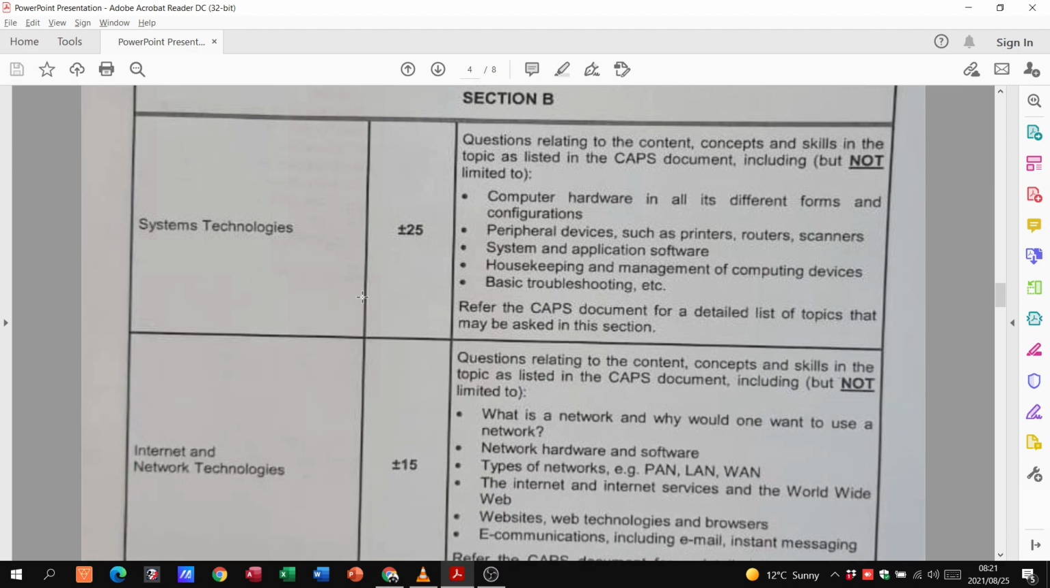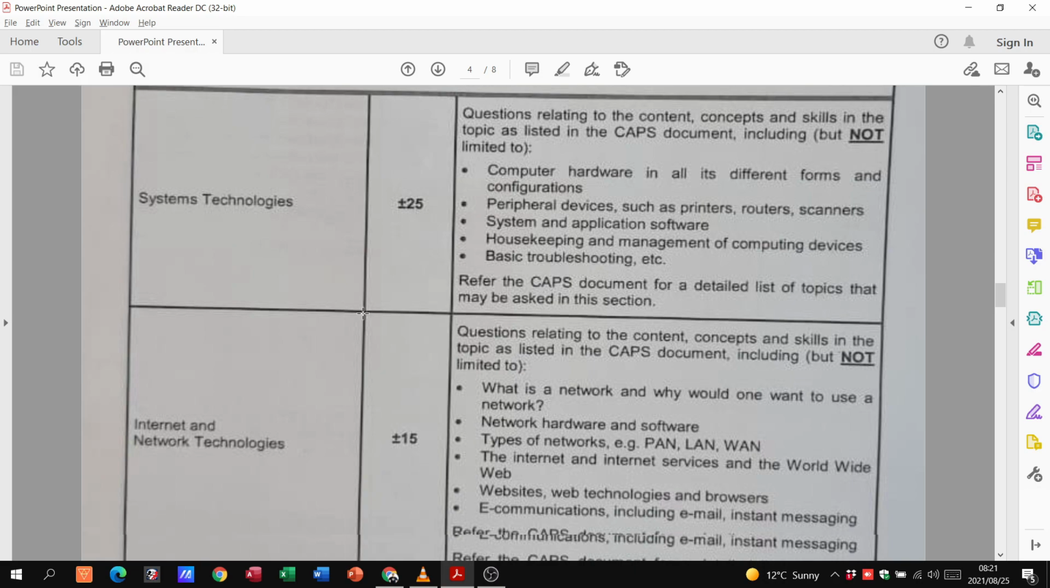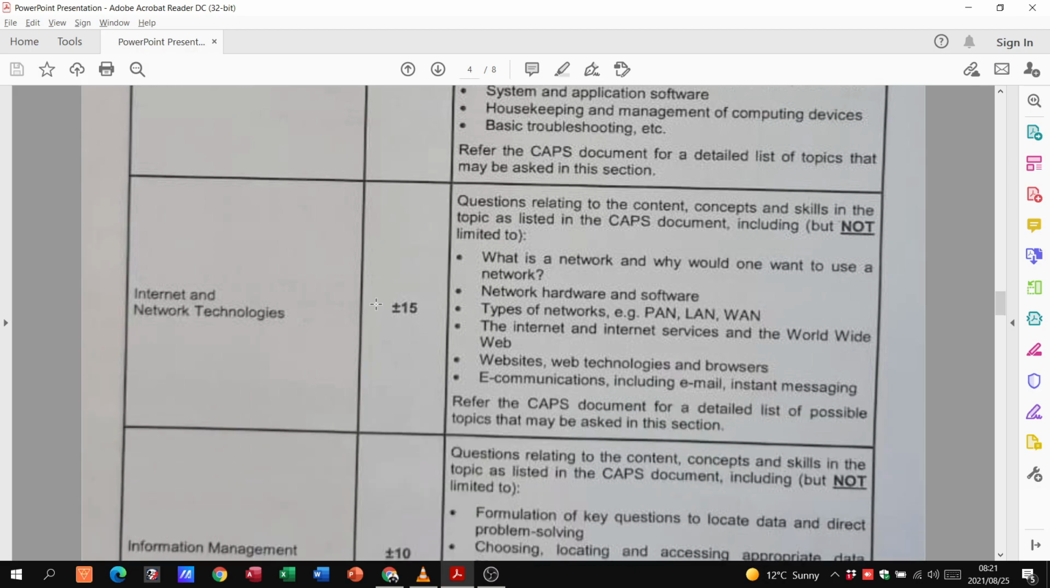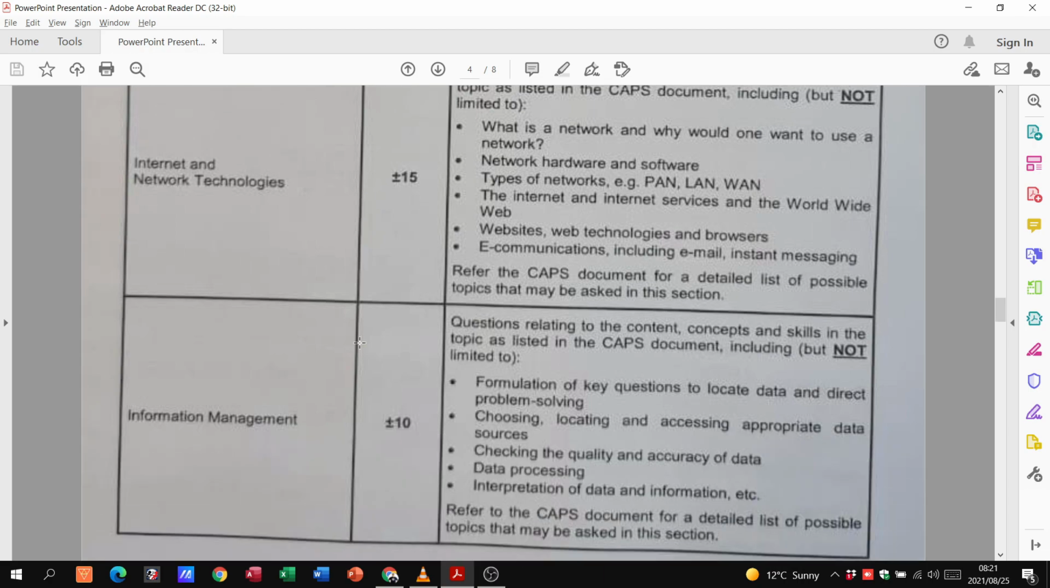Then you've got plus minus 25 marks in your section B from system technologies. Okay, this is computer hardware, software, peripheral devices, system software, basic troubleshooting. So they might give you a scenario and then ask you questions on that particular scenario. You've got about 15 marks worth of questions on networks. You can see PAN, LAN, WAN, websites, web technologies, all these things. Okay, so there's around about 15 marks for that.